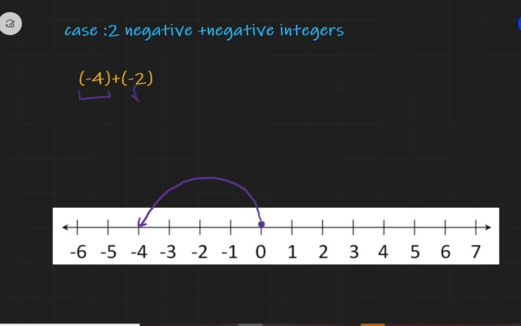Here, because there is a negative sign, it shows that we have to go to the left again. Minus 2 means we have taken 2 more steps towards the left. We were on minus 4, we went 2 more to the left, and we get minus 6. So, minus 4 plus minus 2 means minus 6.